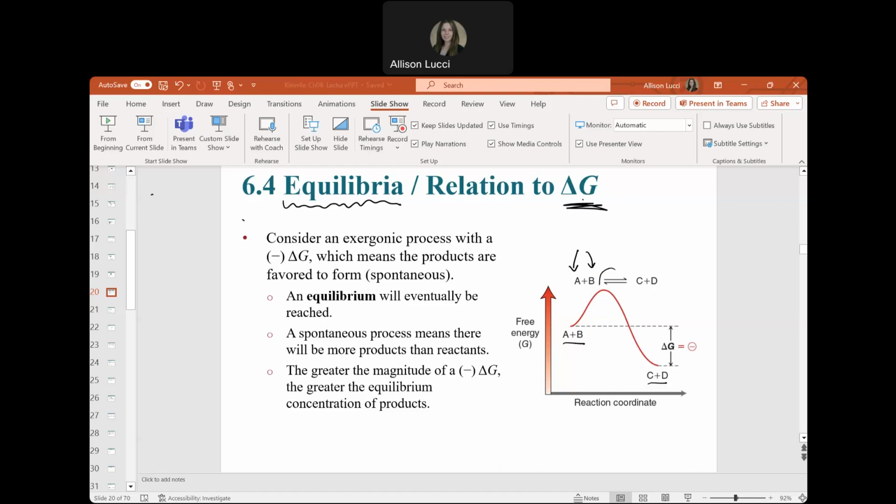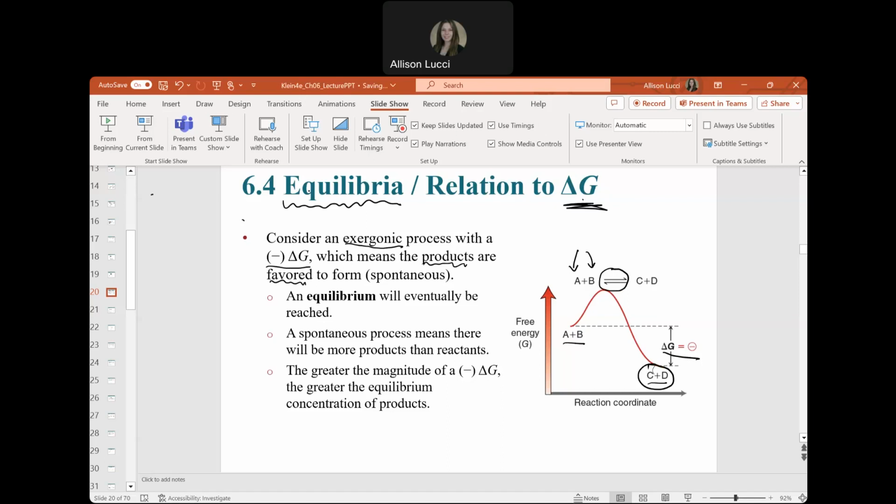But you might notice here that there's a reversible arrow. This indicates that we have a reaction in equilibrium. So we're told that this is an exergonic process, right? So we have a negative delta G. So we have products that are favored. And we notice this with the lower energy of C and D here. Right, so that's where this negative delta G derives from.